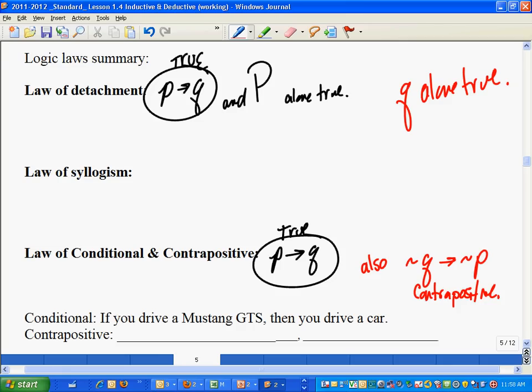Here's another one. Write it out as I say it. Watch my letters. If you get good grades, that's my P statement. If you get good grades, then you get into a good college. If P, then Q. And if you get into a good college, that's another Q. Did you hear me repeat myself? Then you get a good job.